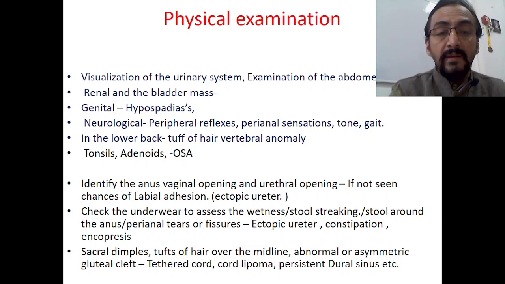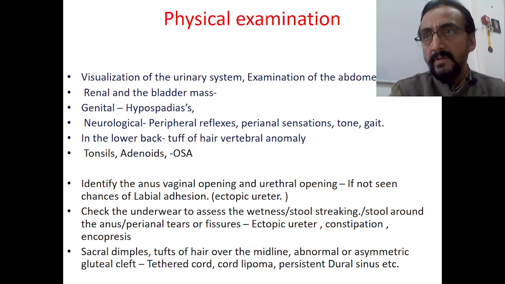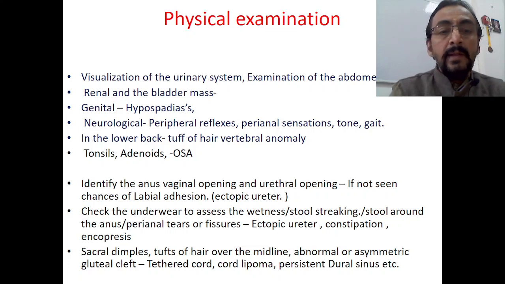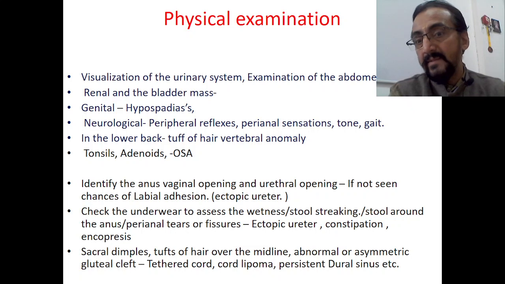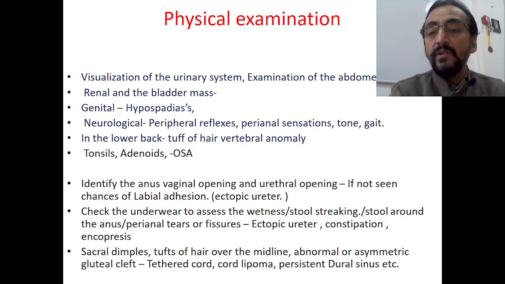Now identify the anus as well as vaginal opening and urethral opening, examine it properly, and if it is not seen, then there is a chance of labial adhesion, which is most commonly associated with the ectopic ureter. Then check the underwear or undergarments to assess the wetness, stool streaking and stool around the anus, and perianal tears as well as fissures. So these type of presentations are common in case of ectopic bladder, constipation and encopresis like conditions.